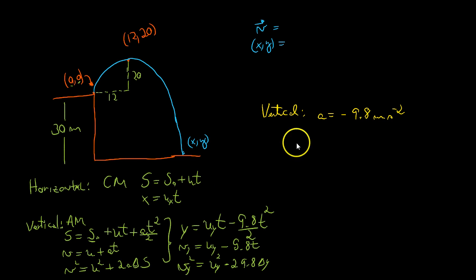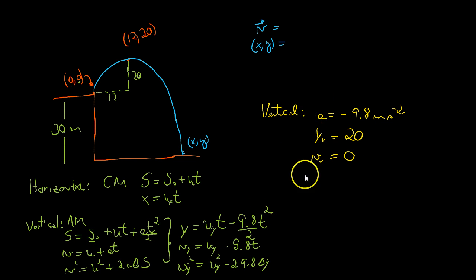Alright, we know the highest point, right? If this is a parabola, this is the vertex. So the y for the vertex is 20. That's how high it goes from here. And we know that for the vertical motion, when it gets to this point here, the velocity is 0. So let's say the velocity at the vertex is 0.